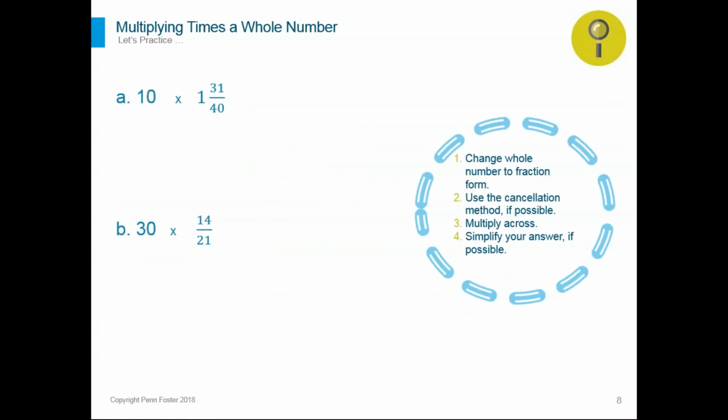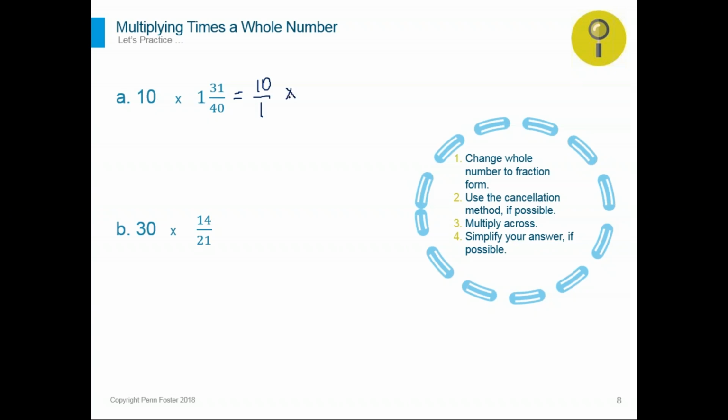What if you are multiplying with a whole number in the question? What should we do? We know with the mixed number, we have to change that to an improper fraction. What about the whole number? Well, the answer is the same. We have to change the whole number to the fraction form. Anything over 1 is itself. So I'm able to rewrite this question as 10 over 1. It means the same thing, just in a different form.